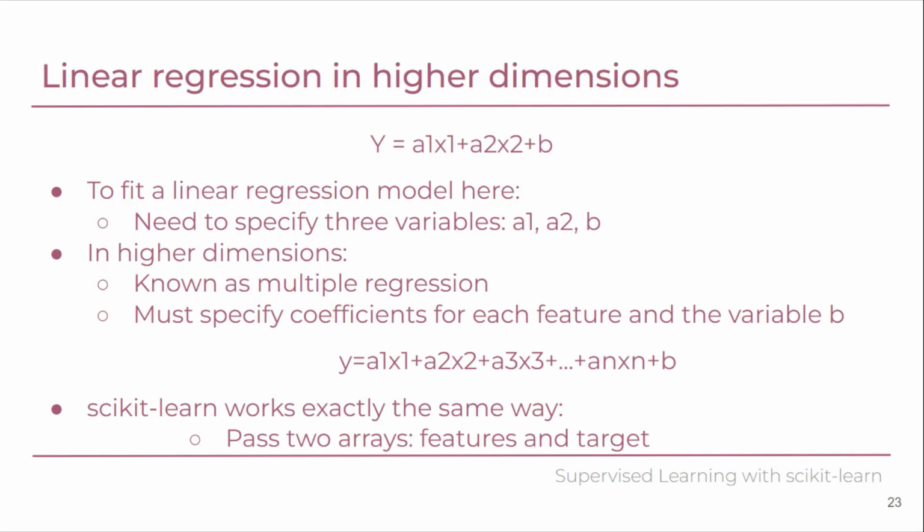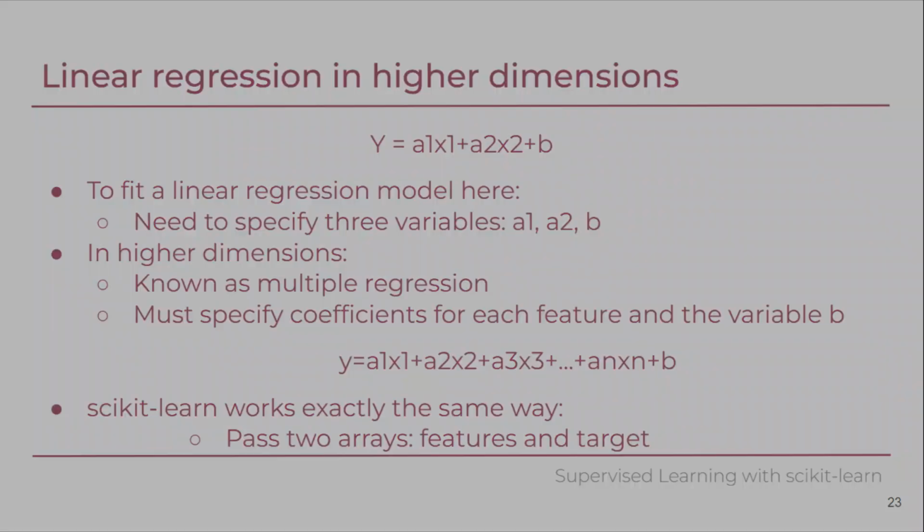When we have 2 features, x1 and x2, and 1 target, y, a line takes the form y equals a1x1 plus a2x2 plus b. So to fit a linear regression model we specify 3 variables, a1, a2, and the intercept, b. When adding more features, it is known as multiple linear regression. Fitting a multiple linear regression model means specifying a coefficient, a n, for n number of features, and b. For multiple linear regression models, scikit-learn expects 1 variable each for feature and target values.